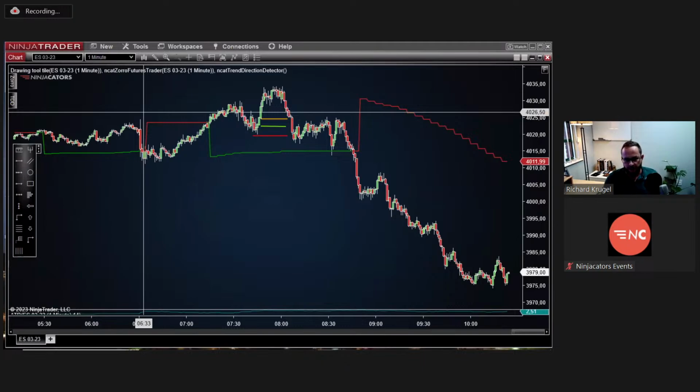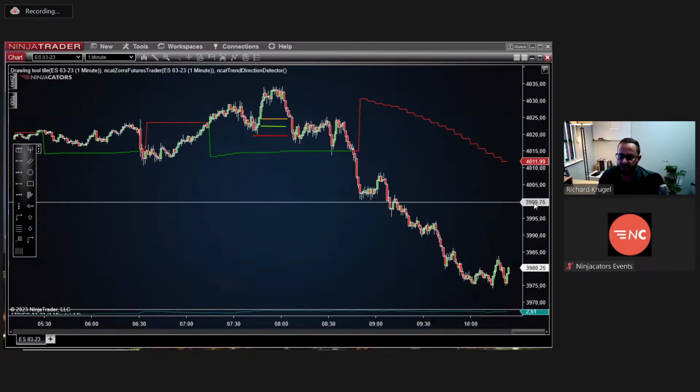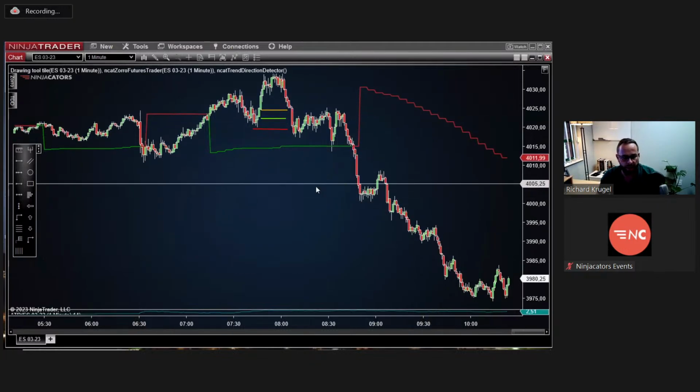But what I'm trying to get at is that it's probably one of the most simplistic tools in Ninjacators' arsenal, and probably one of the ones I like trading the most, just because of its simplicity. You're not overloaded with too many indicators on your chart, not too much clutter. And once you've got the automated feature going, you can sit back and let the semi-automated system take charge of the trade for you.